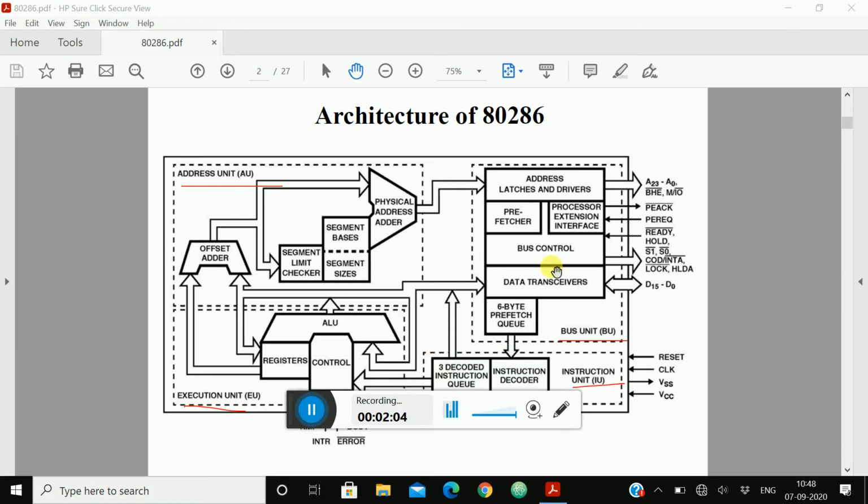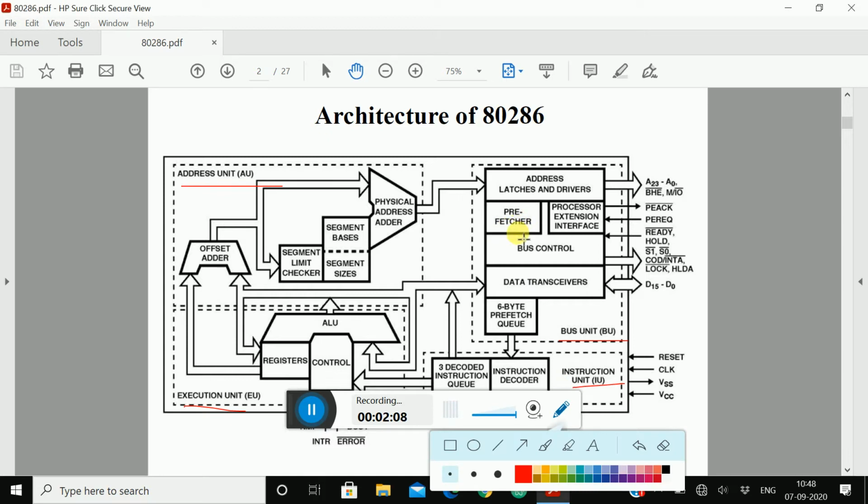Now the prefetcher, you can see over here. The prefetcher in the bus unit prefetches up to 6 bytes of instructions and places them in a queue. You can see over here the 6 byte prefetch queue.